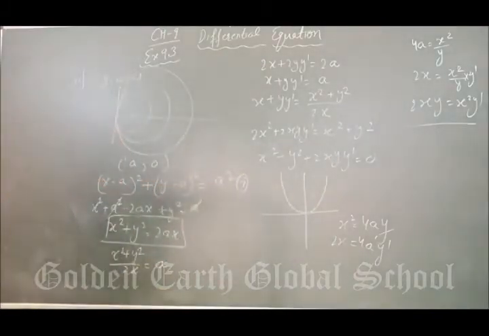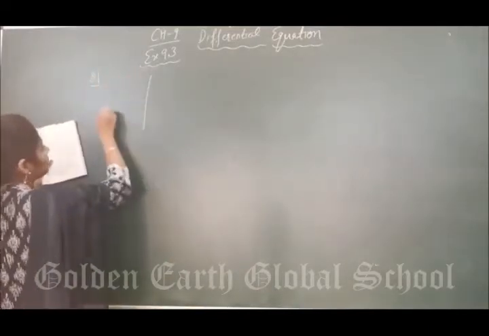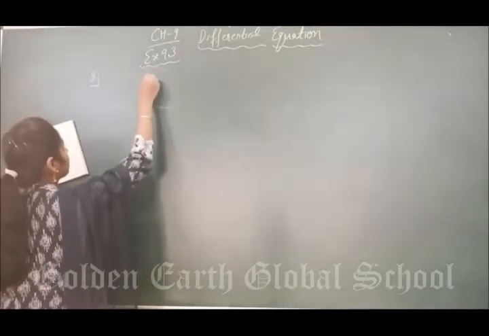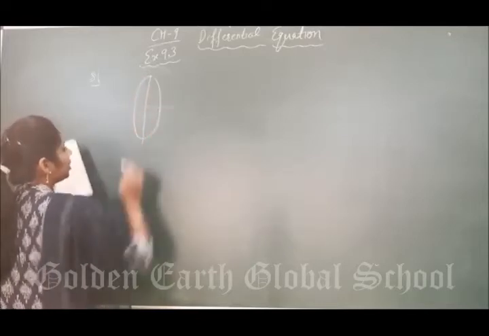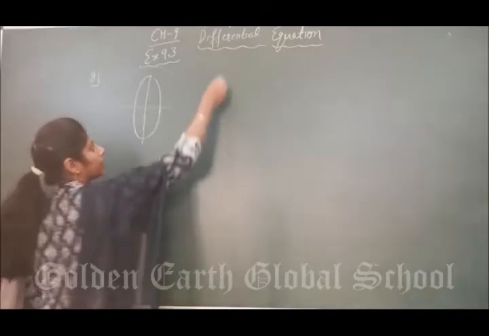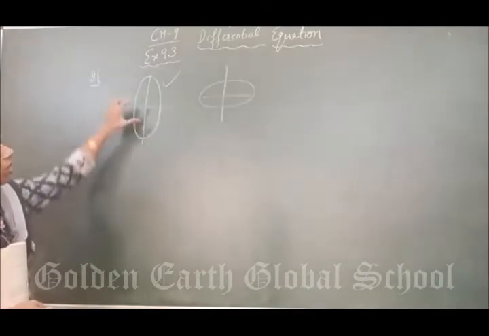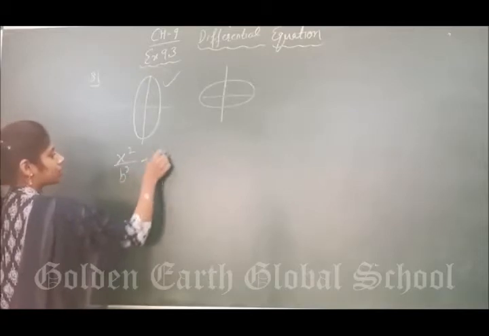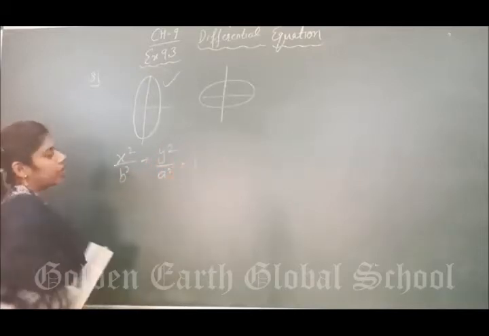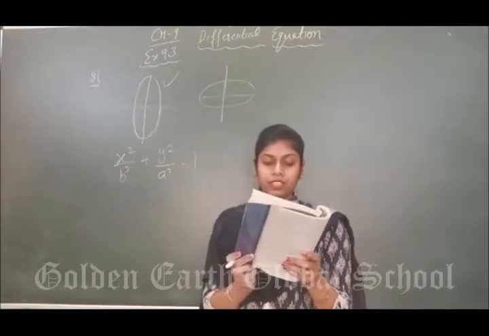See, in the ellipse, foci on the y-axis, so our ellipse is in the shape of this. Clear? If foci are on the x-axis, then the ellipse will be of this form. Now we will take this because foci are on the y-axis, and the equation will be x square upon b square plus y square upon a square equals 1. Now take its derivative, same as the first question, then find the differential equation.